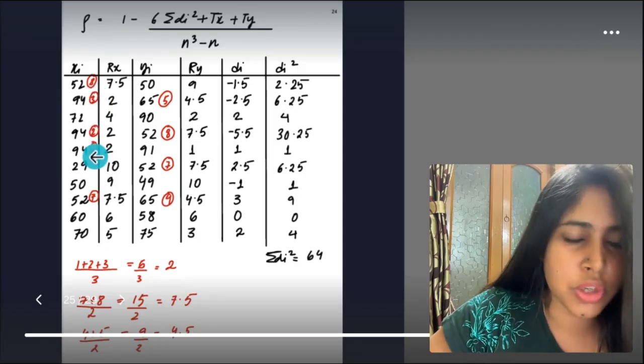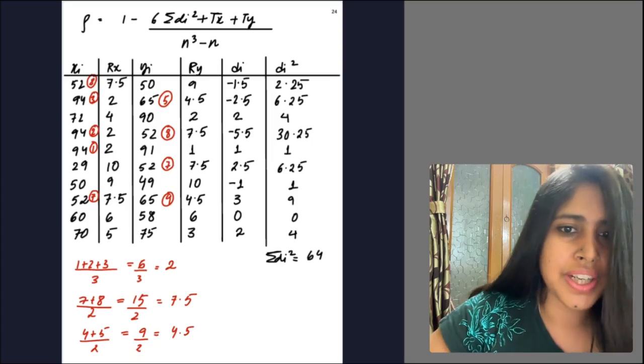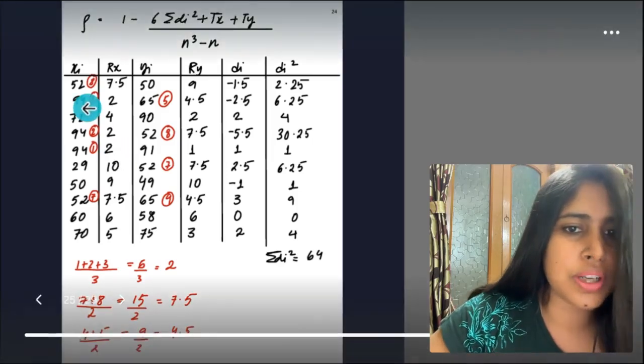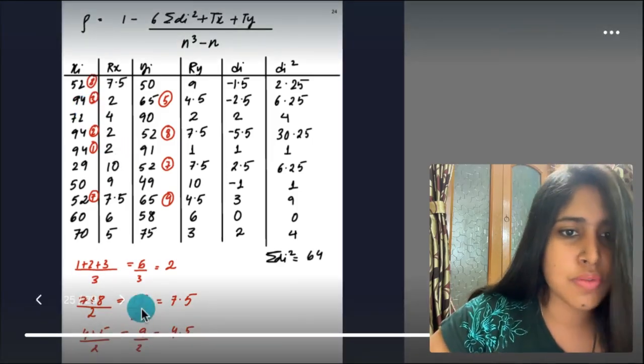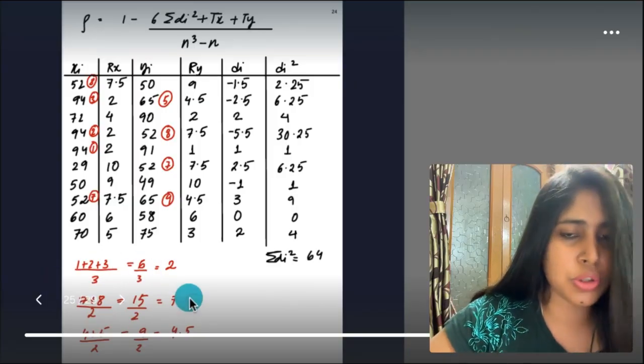So, what will be the value? Which one will you give the number one position? You don't know, right? So, just randomly put 1, 2, and 3. Okay, and then average it. 1 plus 2 plus 3 divided by 3 is equal to 6 by 3, which is equal to 2.